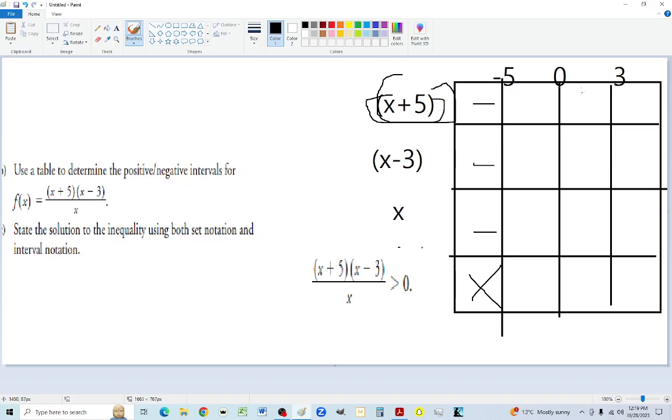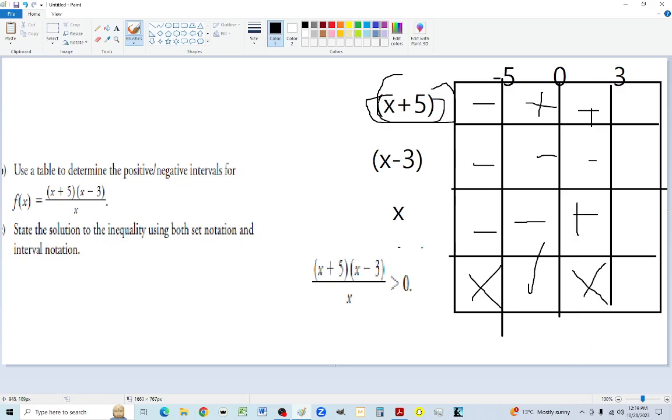Then between minus 5 and 0, let's take minus 1. I get positive, negative, negative. If I multiply all those together, I get a positive number. Then from the 0 to 3, I will take 1. I get positive, negative, positive, which, if I multiply them all together, makes a negative number.